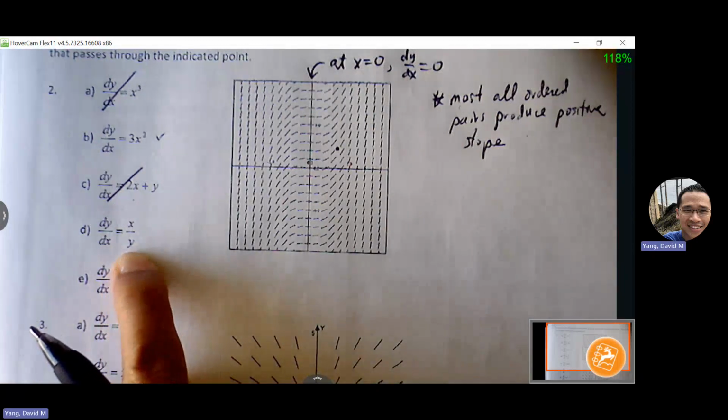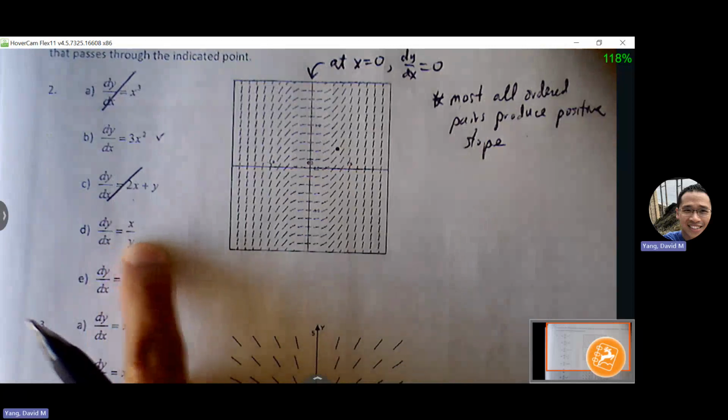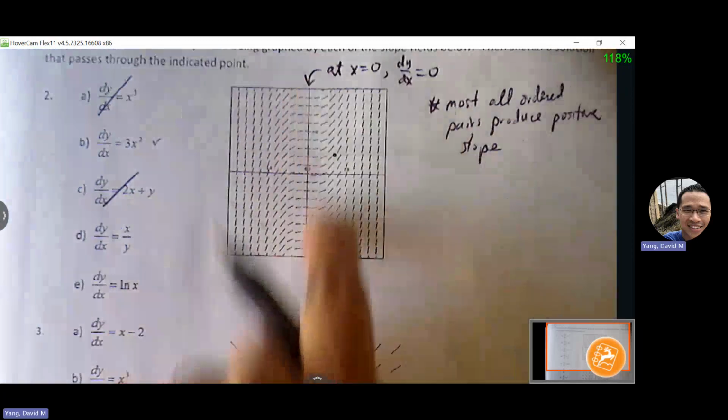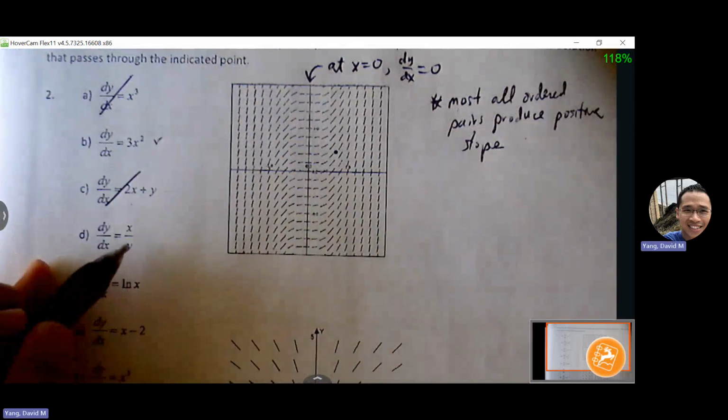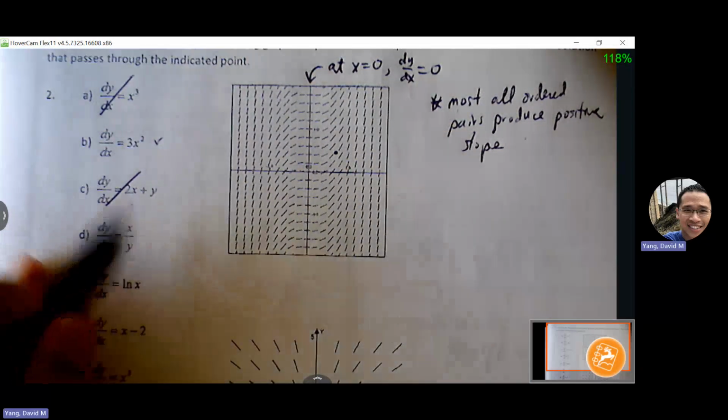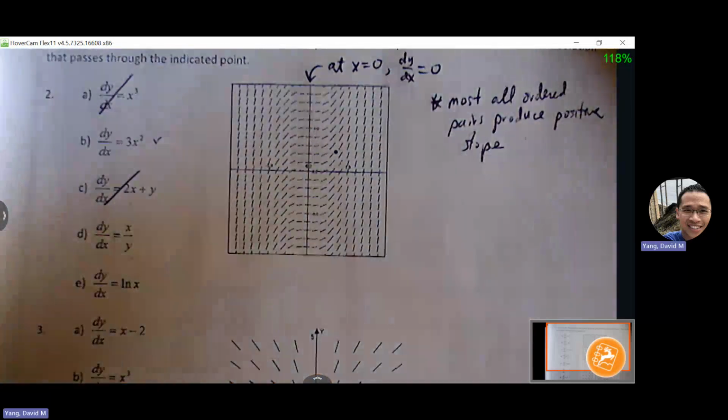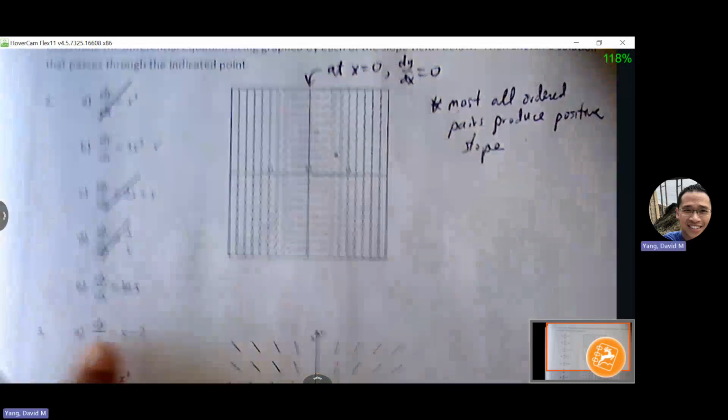This one, you see that y in the denominator? That means we should be getting something where the entire y-axis is undefined, but we don't see any undefined, right? So there's a possibility for undefined here, but I don't see any empty spaces. So this one's out, right?